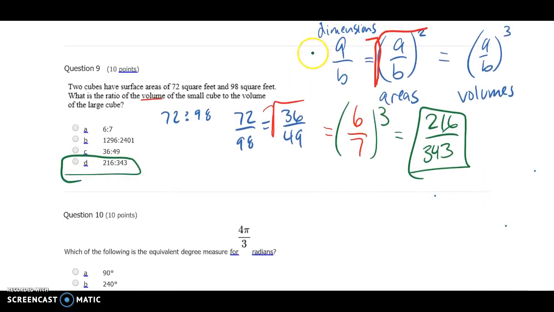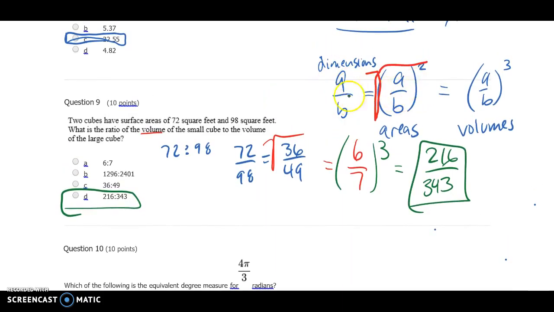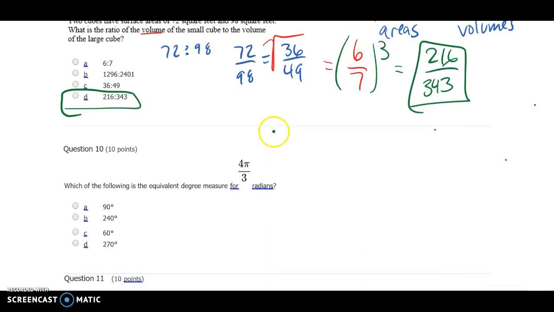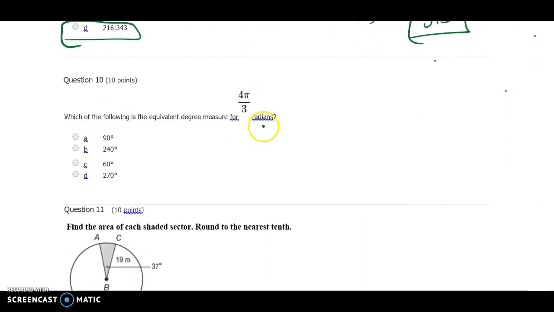Again, let's just reiterate. The big thing to know here is that if you have the ratio between dimensions or side lengths, you square it to get the ratio between areas, and you cube it to get the ratio between volumes. But we were given the areas, so we had to take the square root to get back to dimensions, and then cube it to get the ratio of the volumes. I hope that makes sense to you guys.